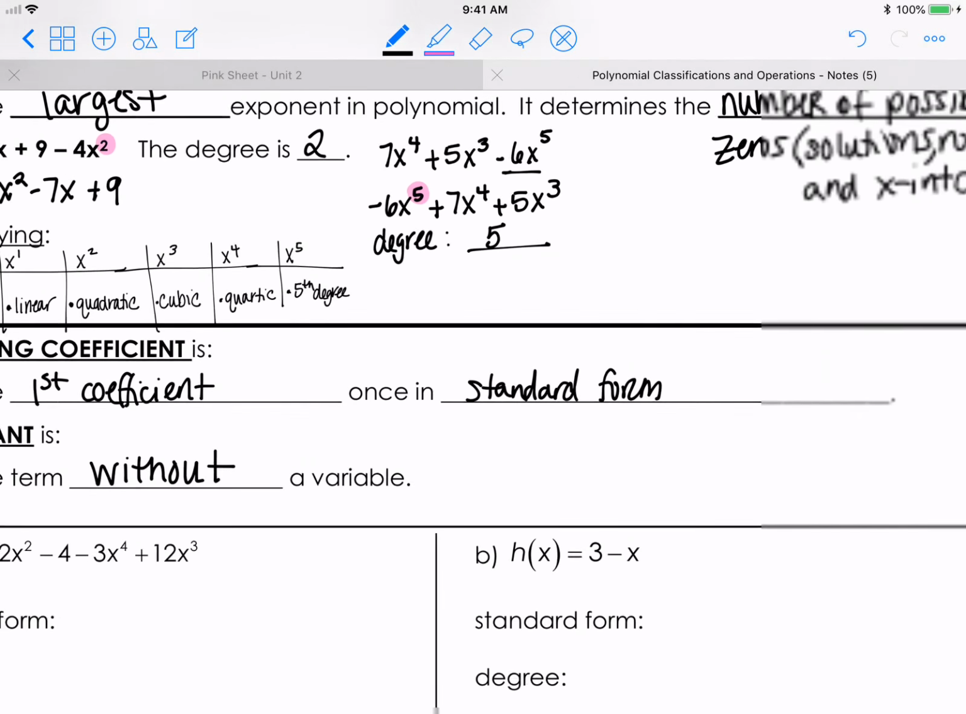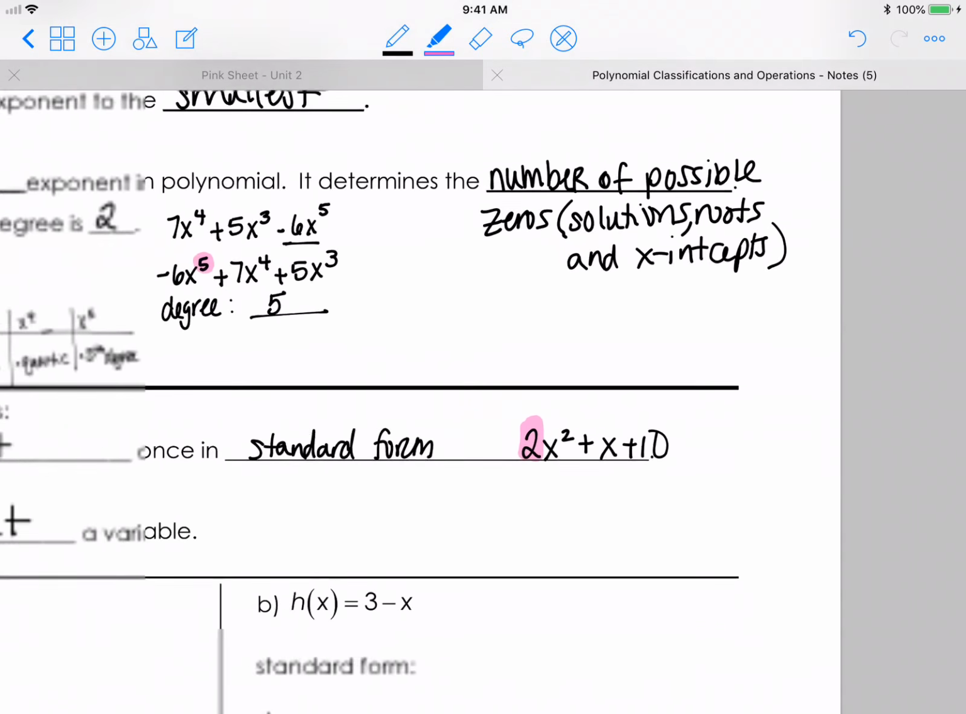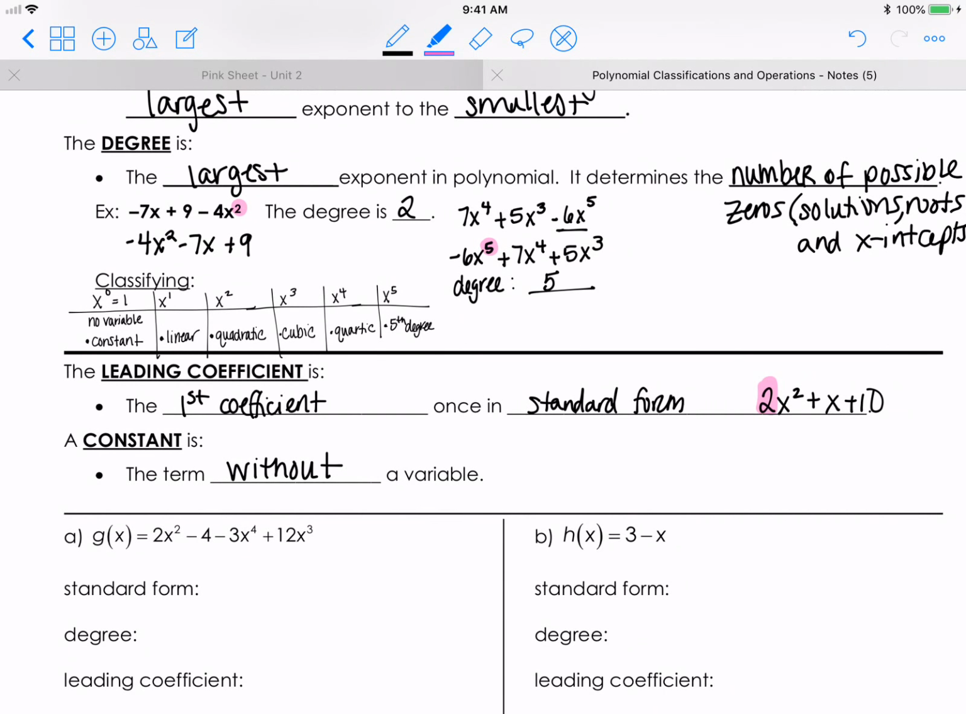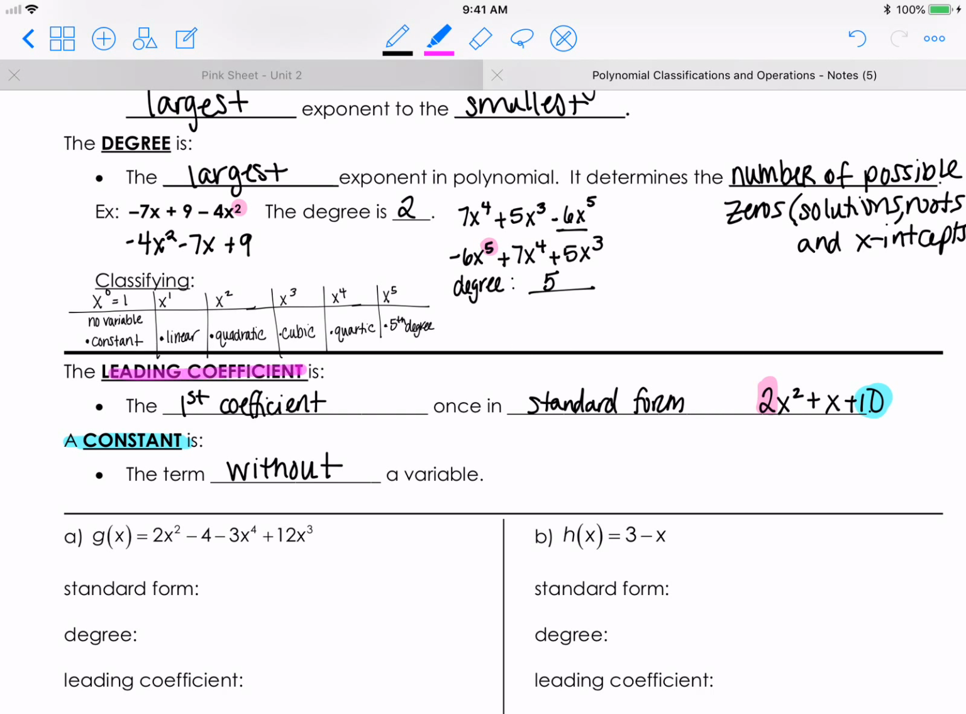So a leading coefficient, here's an example of a leading coefficient. Let's say it's in standard form, and let's say it's something like this. This 2, because it's the highest degree, that coefficient in front of it is called a leading coefficient. Okay, it's a constant here. The constant would be the number without a variable, so the 10 in this situation. So the leading coefficient would be the 2, and the constant would be the 10.